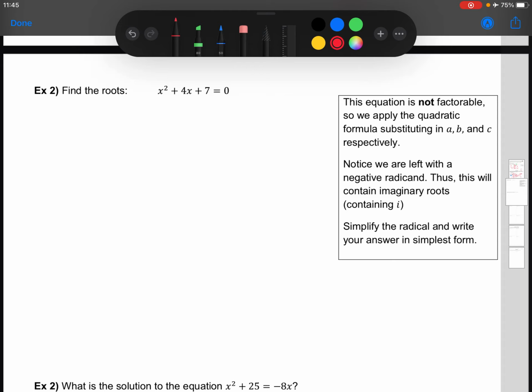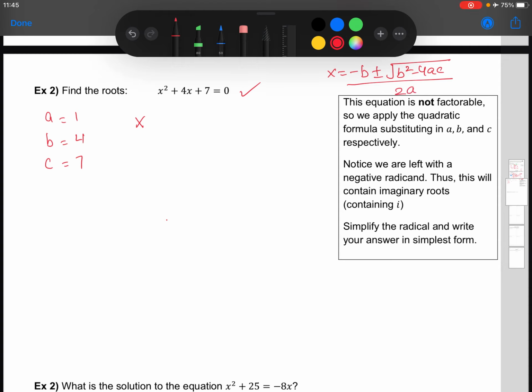So we already know it has complex roots, right? So what do we do? How do we do this? It's already set equal to 0, so that's the check. I'm going to find my a, b, and c. My a is 1, b is 4, c is 7. Now I'm going to write my quadratic formula. It's x equals negative b plus and minus the square root of b squared minus 4ac, all over 2a.